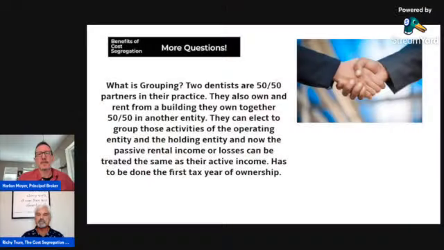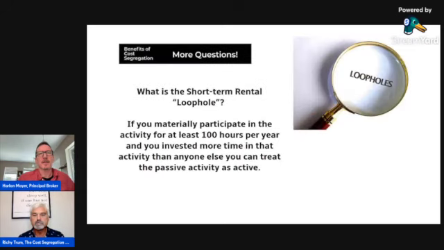So moving on, the last thing I had a question about was the short-term rental loophole, because everyone's Airbnb-ing everything. I mentioned this earlier. I hate to even call it a loophole, but that's what it's kind of been dubbed by the people that are doing this. It's not a loophole. It just deals with material participation rules.